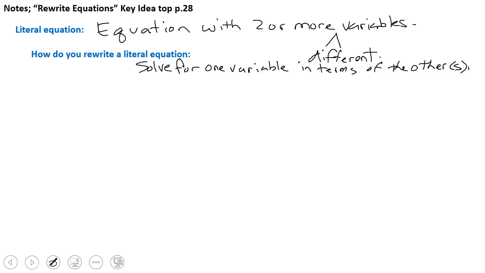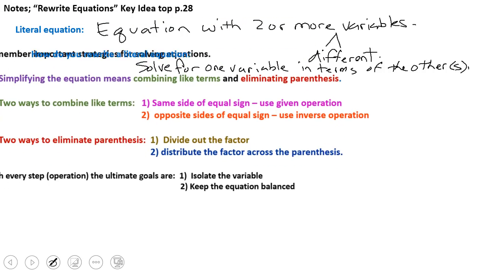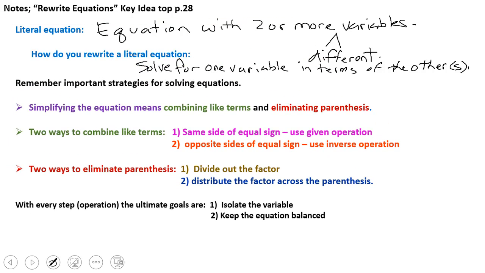Well, put your pencils down. You don't need to write all this stuff down. Just watch and listen. You're not even going to write it down when I'm done. You're just going to listen because it's going to remind you. What have we been doing? We have been doing all of this. We have been simplifying by combining like terms, eliminating parentheses. Well, how do we combine like terms? Well, the same side we use a given operation, opposite sides, inverse operations. We eliminate parentheses by either dividing out the factor or distributing that factor across the parentheses.